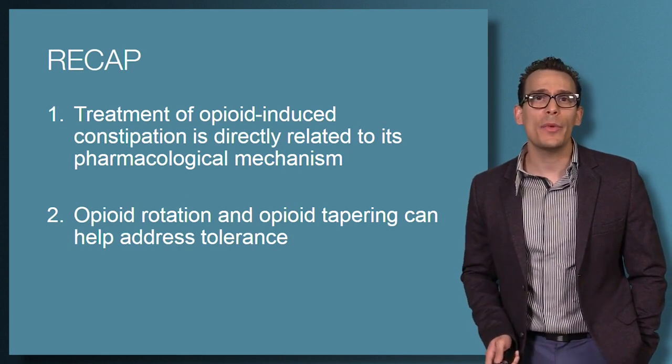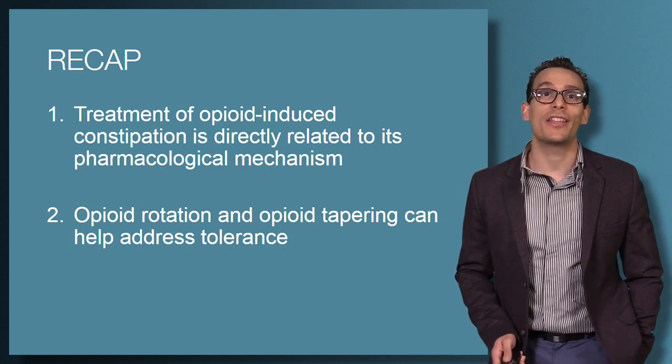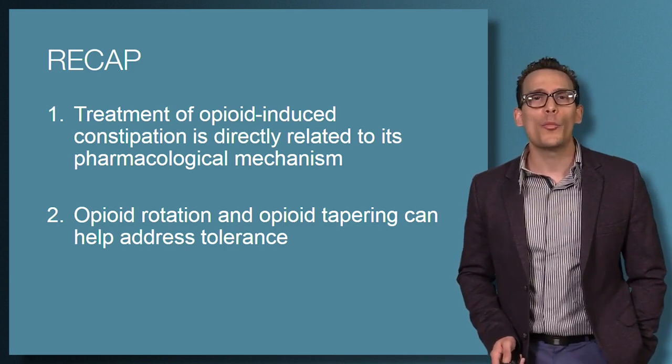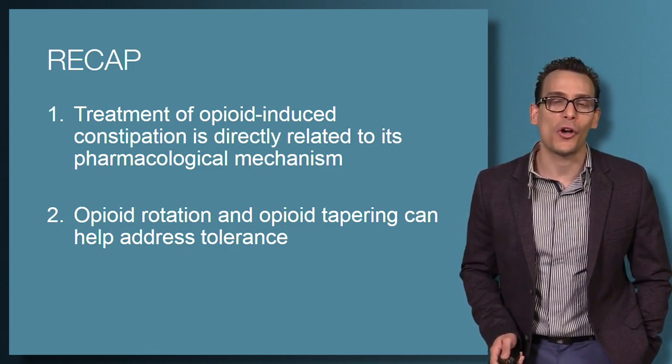To recap, treatment of opioid-induced constipation is directly related to its pharmacological mechanism, and opioid rotation and opioid tapering can help address tolerance.